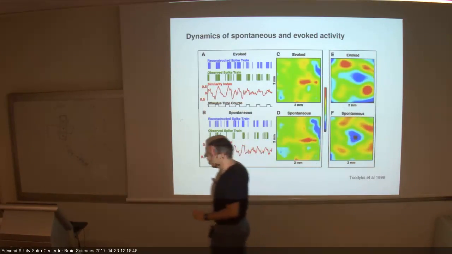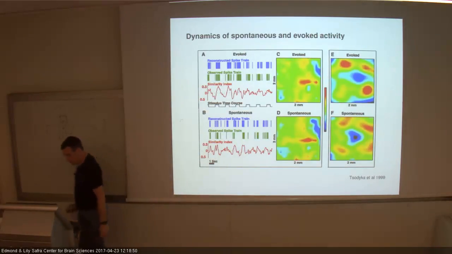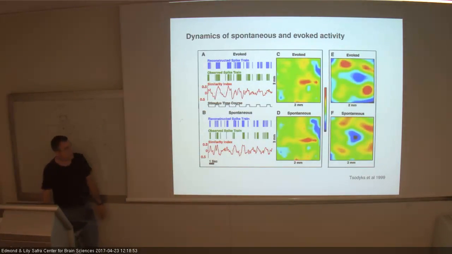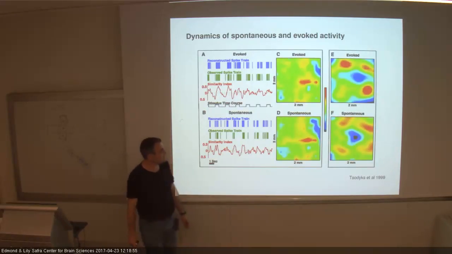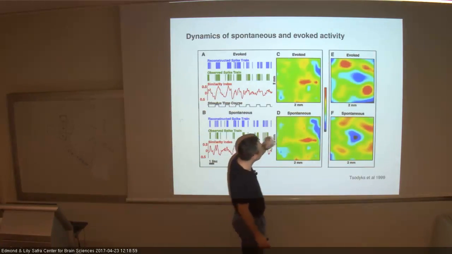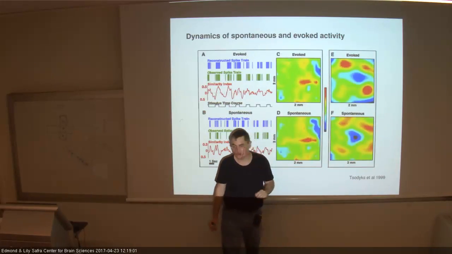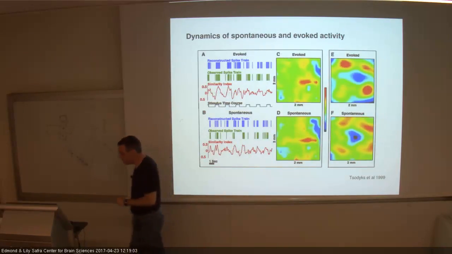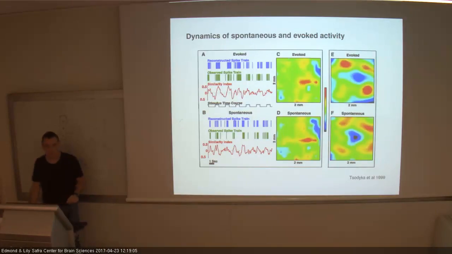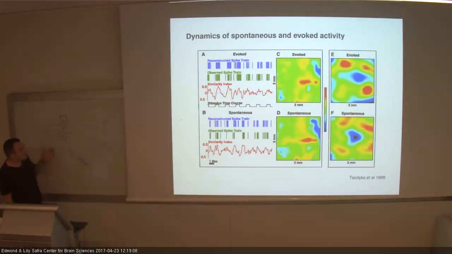This is in response to a visual stimulus. If you don't present any input to the animal, you just look at the spontaneous activity, it's pretty similar. Now the spontaneous activity, well, there's no selectivity in some sense. In the spontaneous activity, selectivity cannot emerge through this kind of a mechanism. There are no bars in the dark.